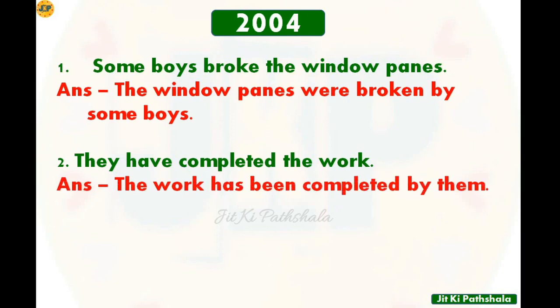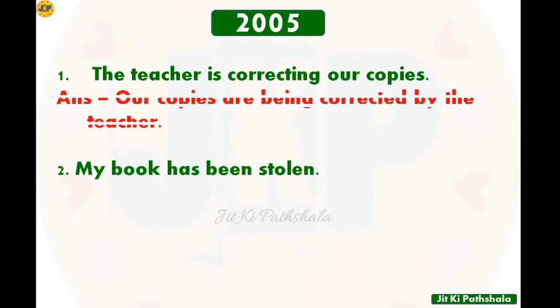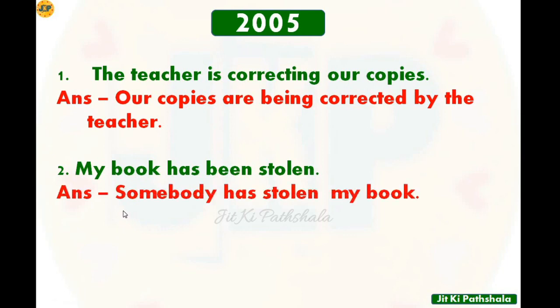Now let's see the questions from 2005. Number 1, the teacher is correcting our copies. Present continuous form and it is in active voice. So the answer will be, our copies are being corrected by the teacher. Number 2, my book has been stolen. So this question is in passive form and it is present perfect tense. So here the subject is left out. So we can write the subject in this way, somebody has stolen my book.